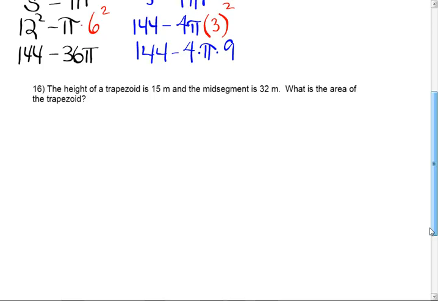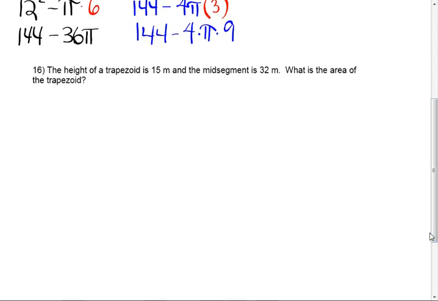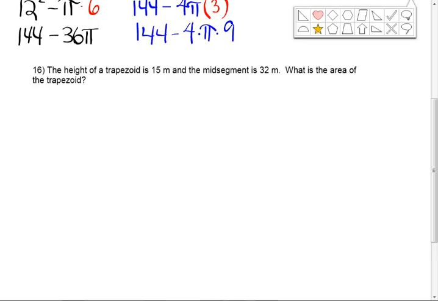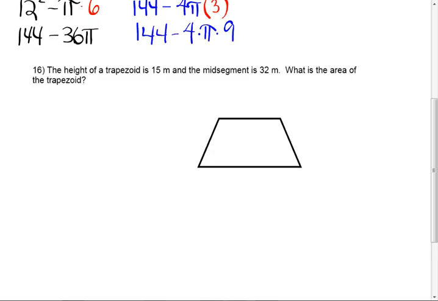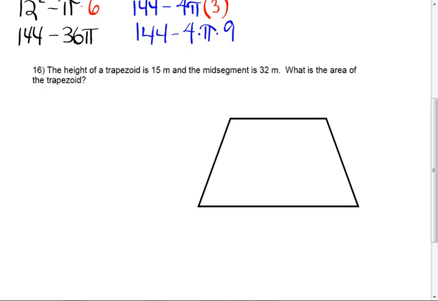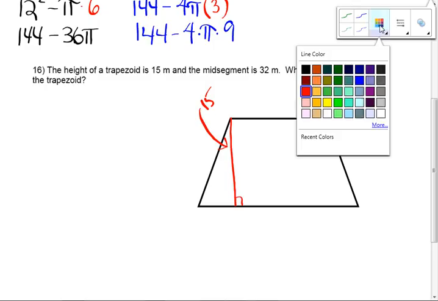Now, what about the trapezoid problem? Did you try that one? The answer is probably no. I'm not hearing an answer. Here's my trapezoid. It says the height is 15. Okay. 15 meters. Good enough.